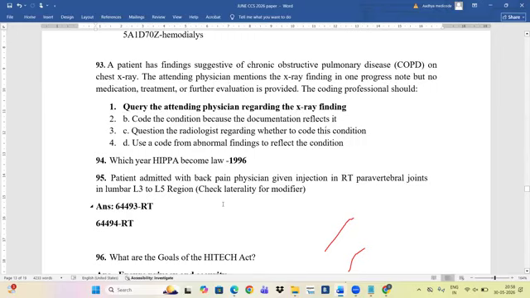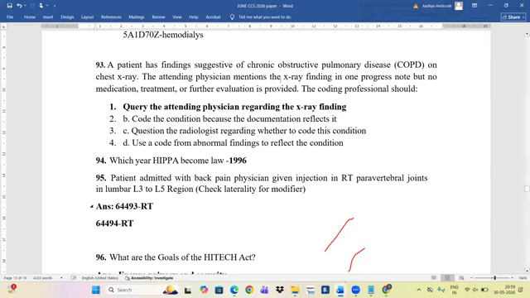Patient has findings suggestive of chronic obstructive pulmonary disease on chest X-ray. They documented the COPD on the chest X-ray. Can we code from the X-ray report? No. We should not code directly from the X-ray report. Yes.